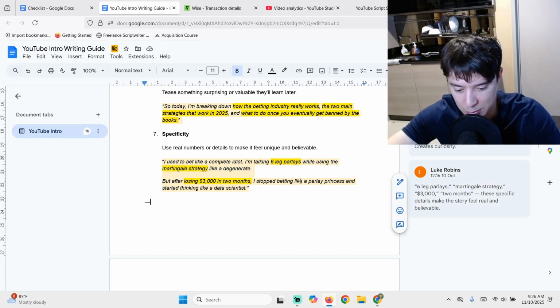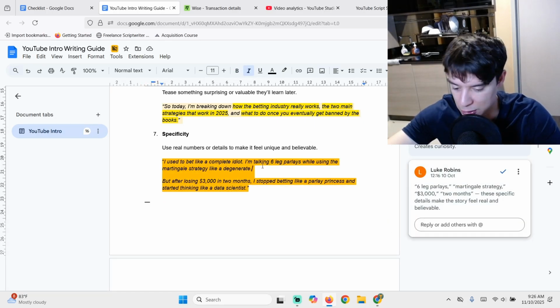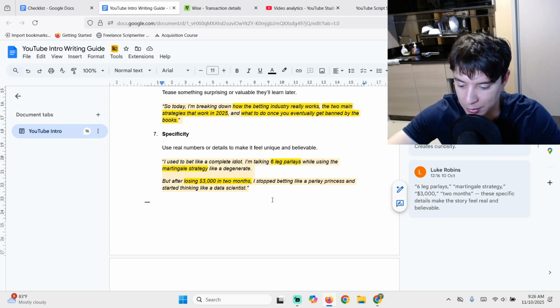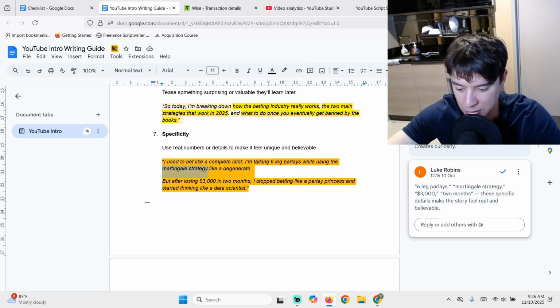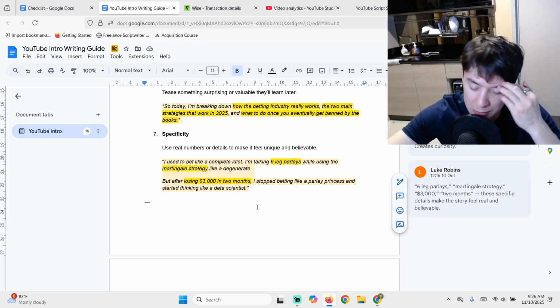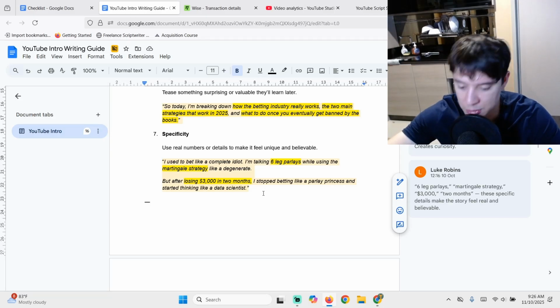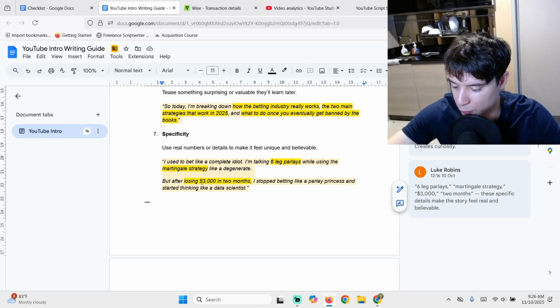You see how we're listing specific things like 6-leg parlays? Instead of just saying parlays, we're saying 6-leg parlays. And we're even giving a specific strategy called the martingale strategy. In case you don't know what that is, it's where you keep doubling every time you lose, which is a very stupid strategy. But by using specific things, someone might have tried this martingale strategy before, and so it will feel very relevant to them. To continue with this: "But after losing $3,002 in 2 months, I stopped betting like a parlay princess and started thinking like a data scientist." So again, $3,002 in 2 months is a very specific amount.